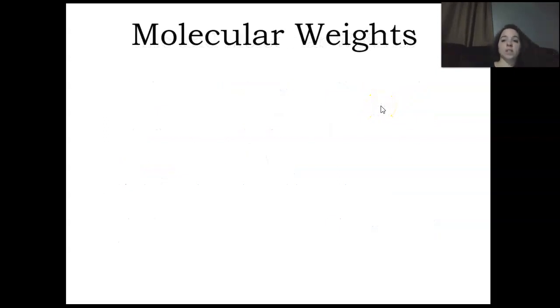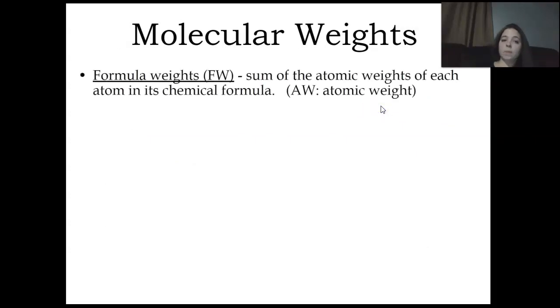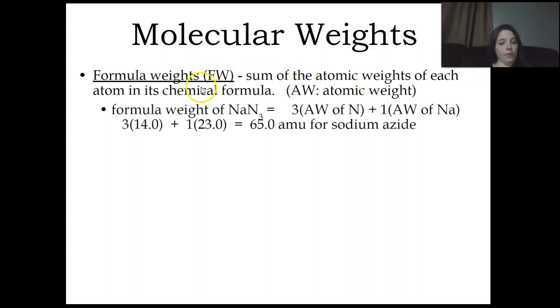Okay, so now we have these things called molecular weights. So you've got formula weights. This is the sum of the atomic weights of each atom in a chemical formula. Okay, so how do we figure this out? We've got sodium nitride, and when you have this, you have the nice little formula. This formula gives 3 nitrogens and 1 sodium, right?